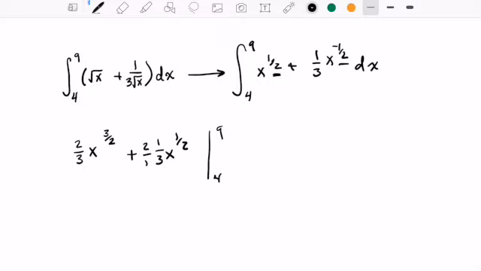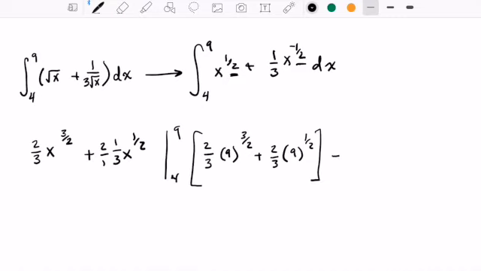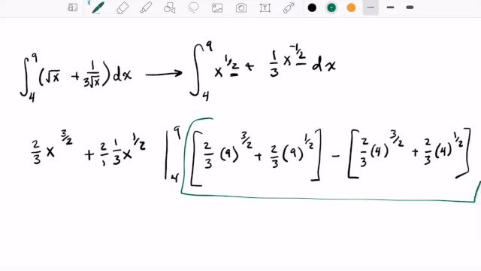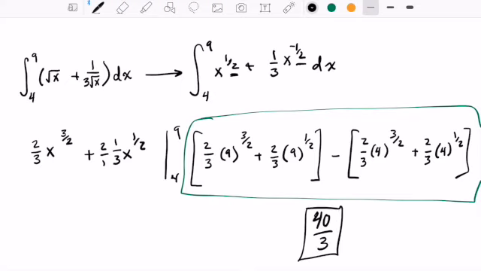When we clean that up, we will wind up plugging that in. We get 2/3 times 9 to the 3/2 power plus, well, that's going to give me 2/3 times 9 to the 1/2 power minus 2/3 times 4 to the 3/2 plus 2/3 times 4 to the 1/2. And when we go ahead and evaluate this expression here, you should wind up with 40 over 3. And that's the definite integral.